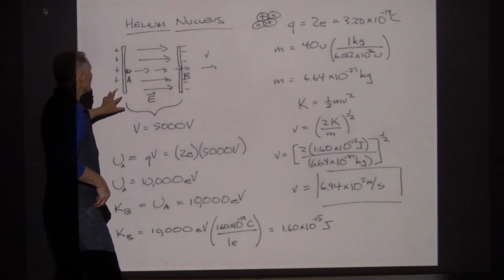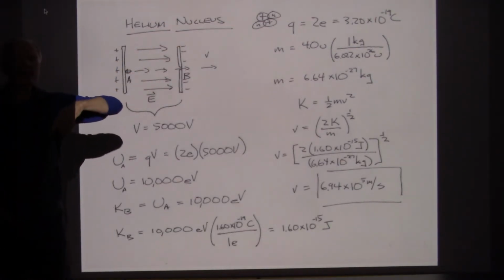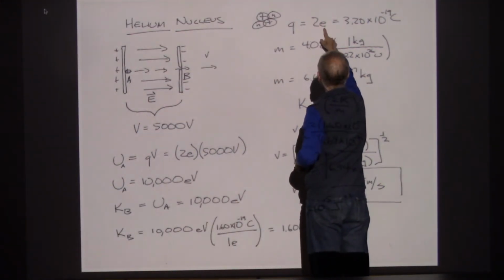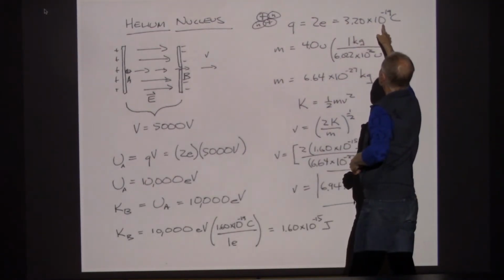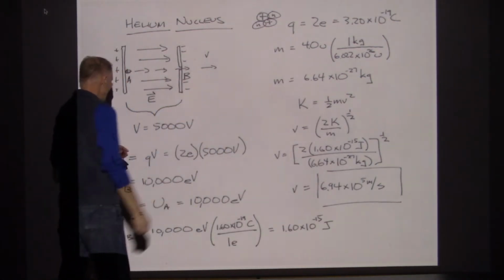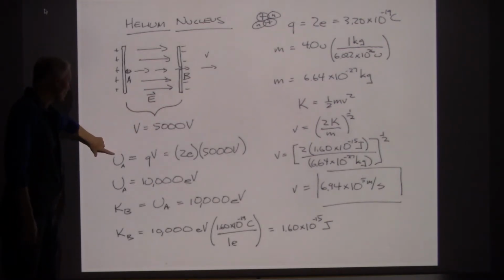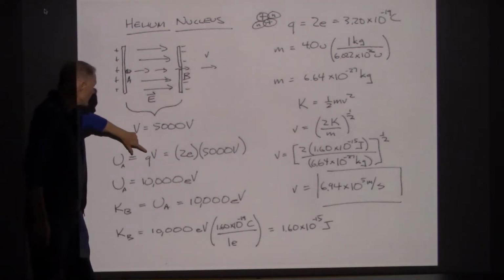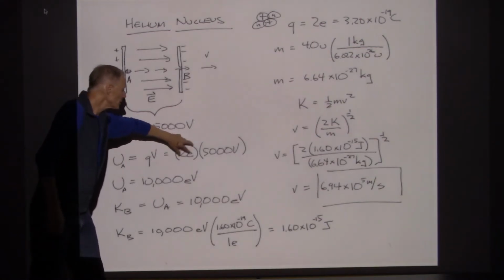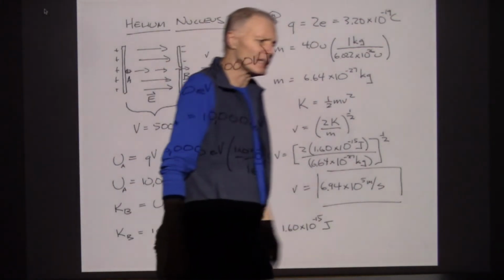What if we have a set of plates, and this time, instead of electrons, we're going to be accelerating helium nuclei. Helium nuclei have a charge of 2 times the fundamental charge, that's 3.2 times 10 to the minus 19. If the voltage between these two plates, I think this is the same voltage we used before, is 5,000 volts, then the potential energy that we're starting out with would be Q times V. That would be 2 fundamental charges, because it's a helium nucleus, times 5,000. That would give us a potential energy of 10,000 eV.